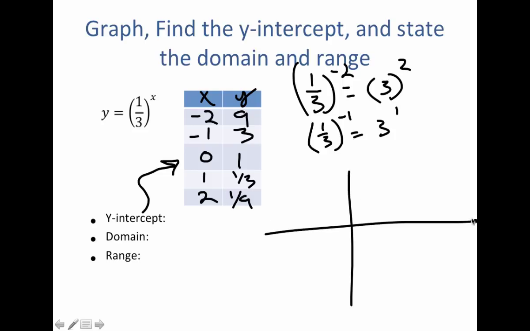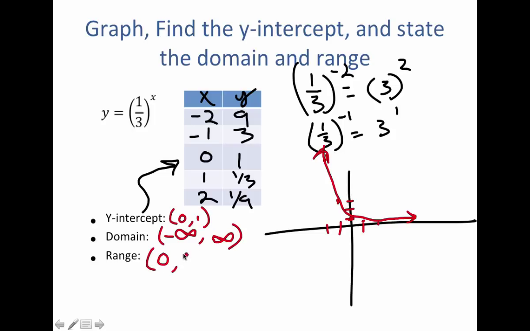So look at what this looks like on an xy coordinate system. I got (-2, 9), it's going to be way up here. I got (-1, 3). I got (0, 1). I got (1, 1/3) and (2, 1/9). So you can see this is going to be a decay instead of a growth. And we still have a y-intercept of (0, 1), a domain of negative infinity to infinity, a range of 0 to infinity. It's just going the opposite direction, but I'm still bottoming out down there. And I have an asymptote of y equals 0, also known as the x-axis.